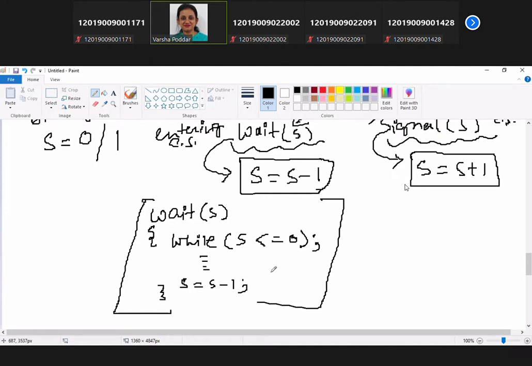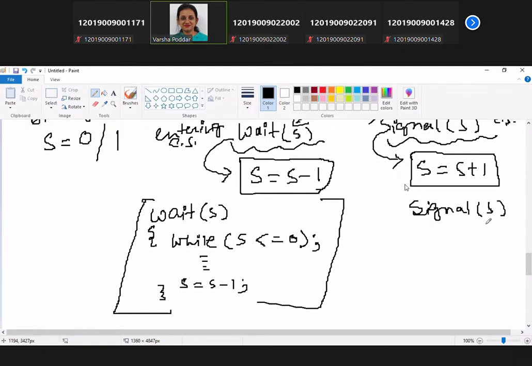You may remember it, you may not remember it. This is just for your reference, that is what exactly happens. When the value of s is 0 or less than equals to 0, less than equals to 0 generally doesn't happen, but we write it because we are using binary semaphore, so it will be either 0 or 1. So if it is 0, we will do nothing. If it is 1, then we will reduce it to 0 because we are entering into the critical section. And signal does nothing but just a +1.